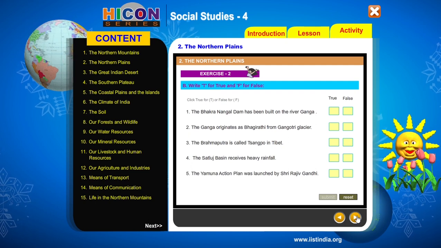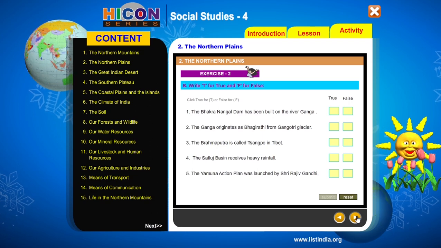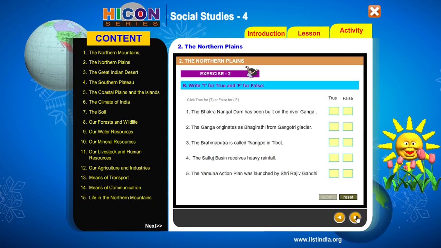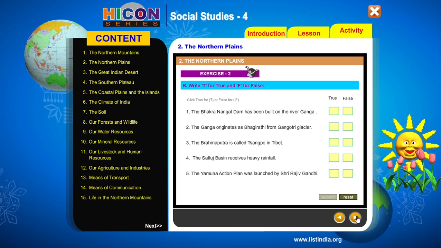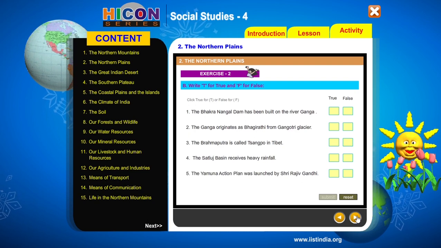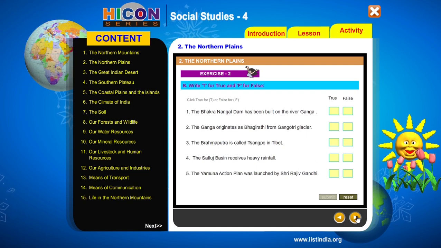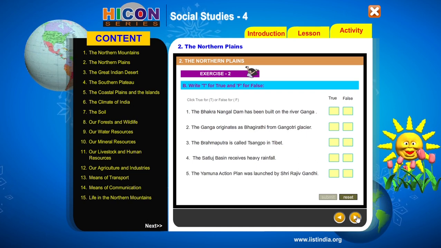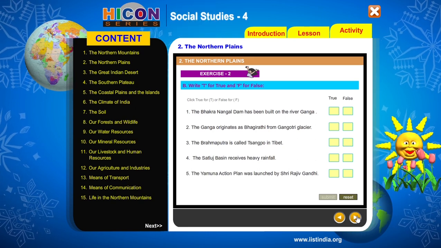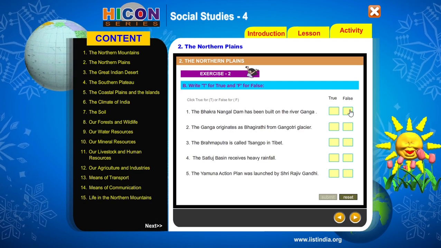Right. So 5 sentences are there, and we need to match every sentence with what we have learned in the lesson. First one, the Bhakra Nangal Dam has been built on the river Ganga. We have read about the Bhakra Nangal Dam, but that was not on river Ganga, isn't it? Yes, Bhakra Nangal Dam has been built on the river Satluj and not the Ganga. So what is the answer? False.